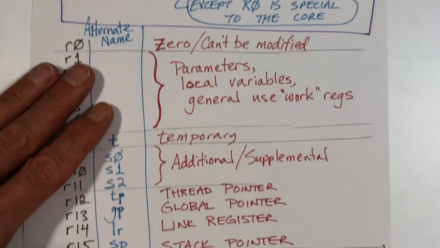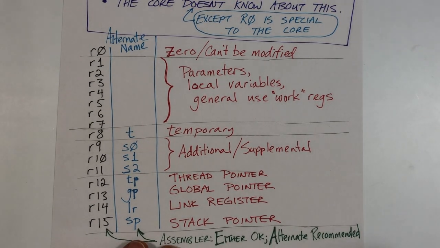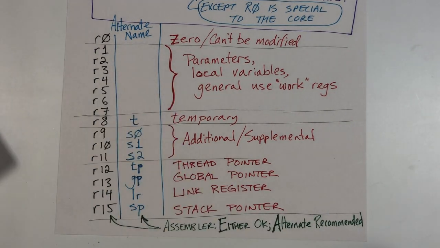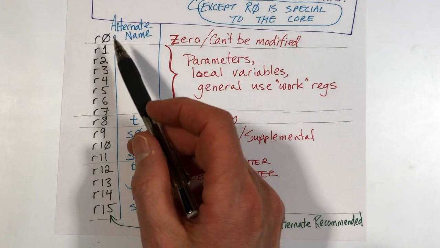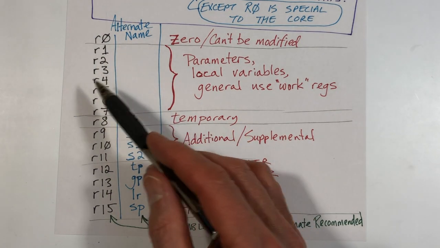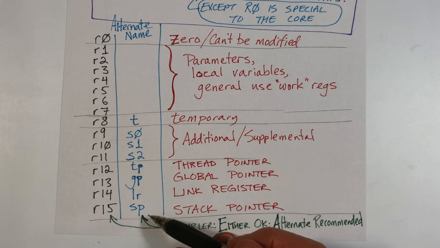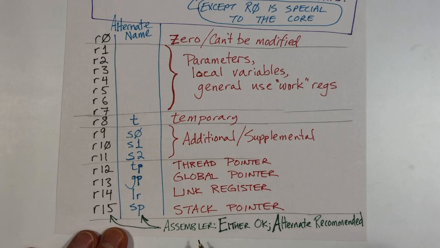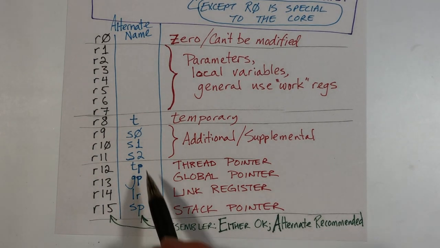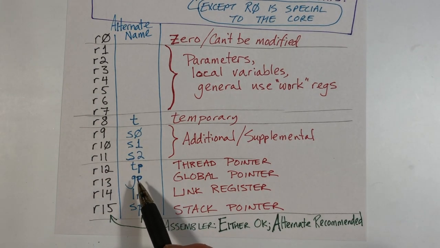So let's take a look at these 16 registers and how they would be used, although, as I said, the core doesn't have any special hardware for these particular uses. So here I've listed the registers by their primary name, R0 through R15. Some of them have secondary alternate names, and these alternate names can be used in the assembler. Either is okay, but of course we recommend you use the alternate name because it makes it more clear.